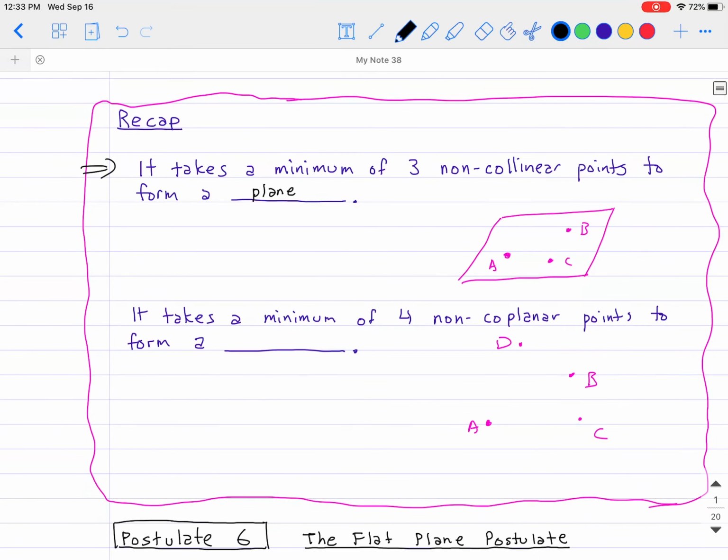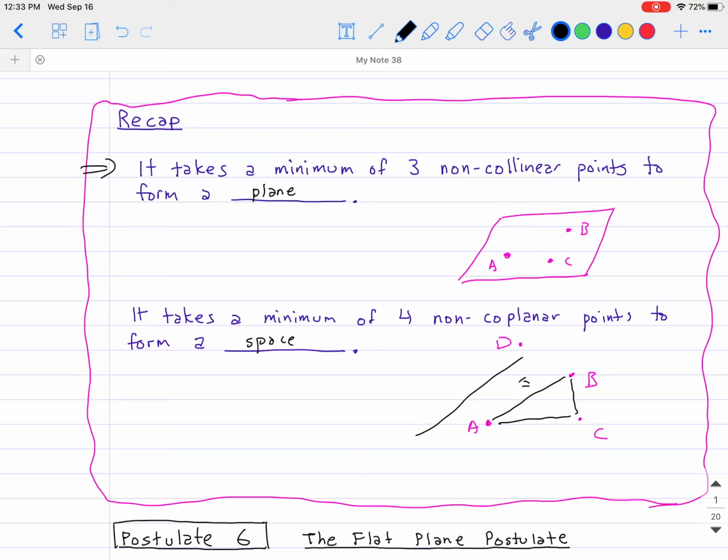Now, in the same idea, going from 3 dimensions to 4 dimensions, it takes a minimum of 4 non-coplanar points to form a space. Okay, so that is going to be our last one, space. If you can see it over here, we know from the previous statement that there is a plane that contains points A, B, and C. You can see that plane right there formed by that triangle.